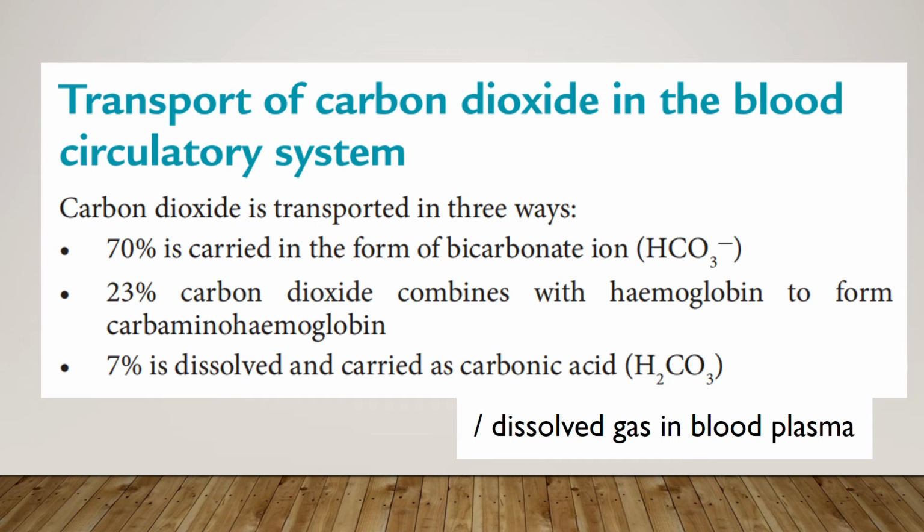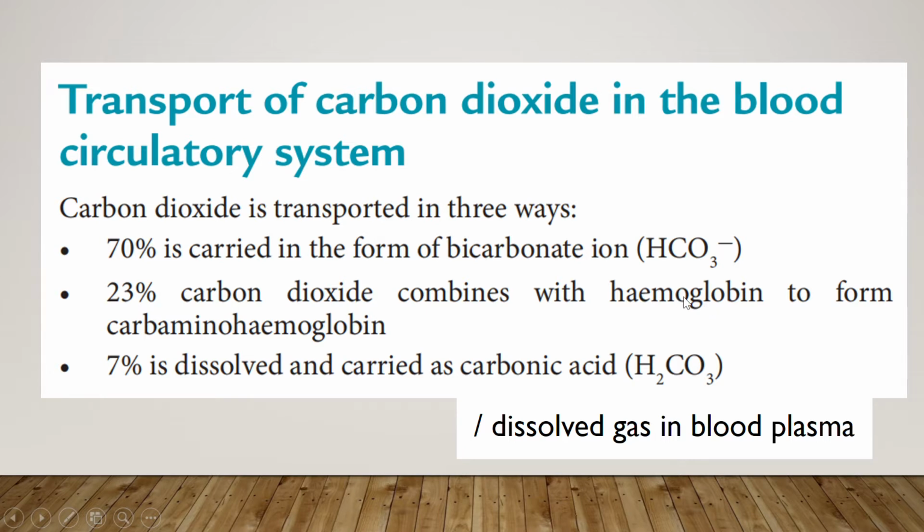Okay, still remember just now we talked about the gaseous exchange. Now we are going to look at the transport of carbon dioxide in the blood circulatory system. Earlier on I've mentioned that this carbon dioxide will be transported in three ways. So the majority of it, about 70%, is carried in the form of bicarbonate ion. 23% will combine with the hemoglobin.